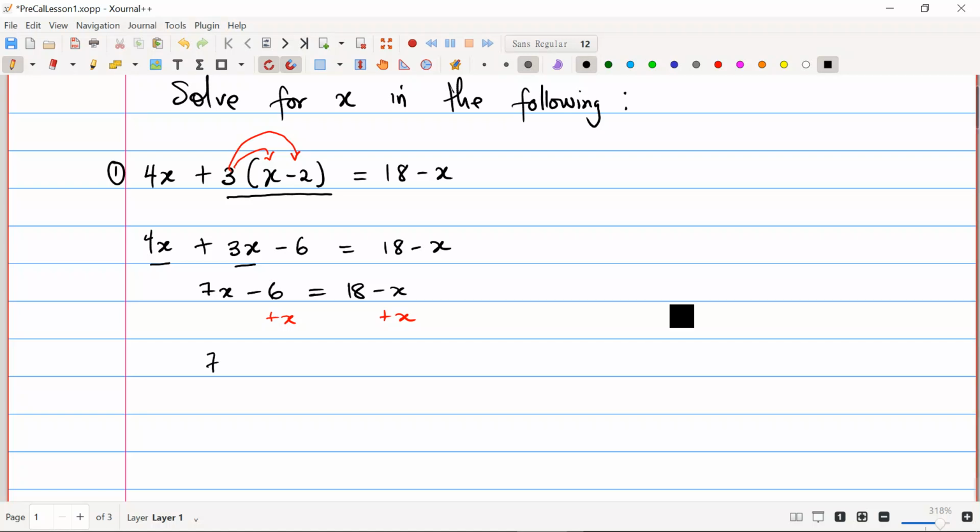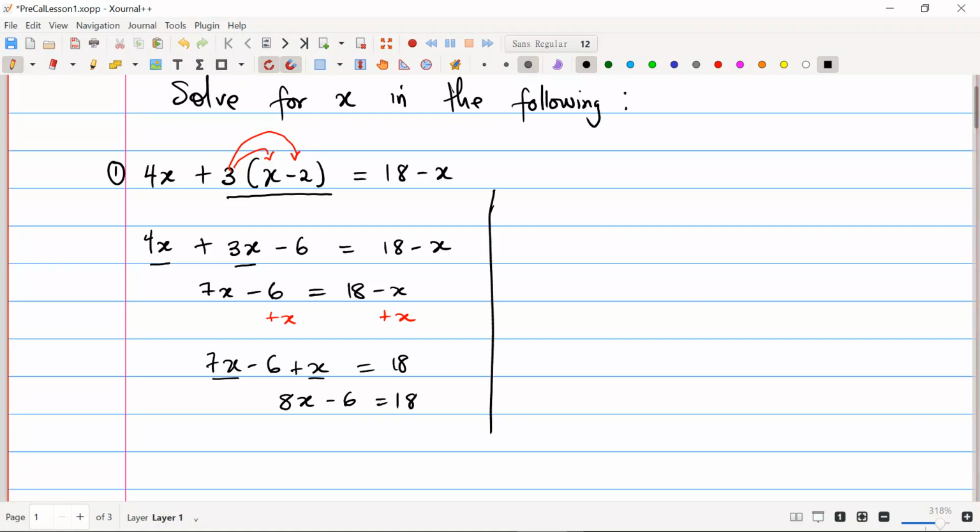I will have 7x minus 6 plus x, and equals 18 minus x plus x. When this happens, you have negative x plus x, that goes to 0. So I'm going to have 0 on that side, so it goes, and I'm left with this. Okay, the next thing is to sum them. I have 7x, I have one of the x's here. I'm going to have 8x minus 6 equals 18.